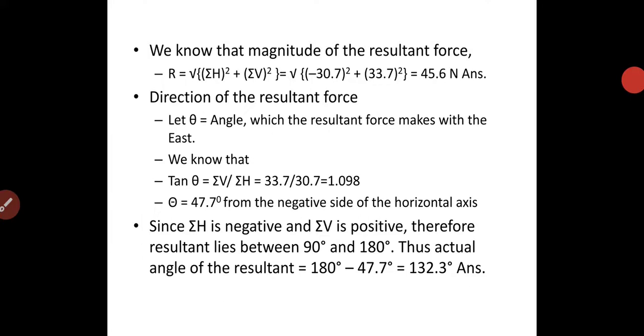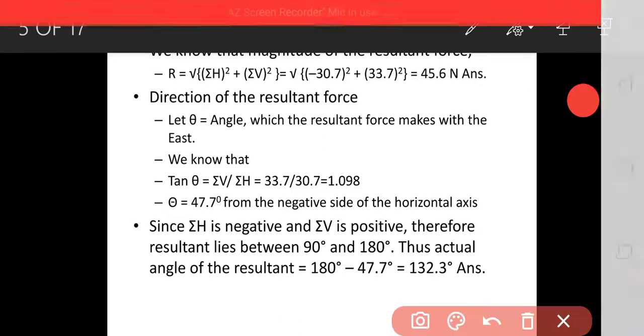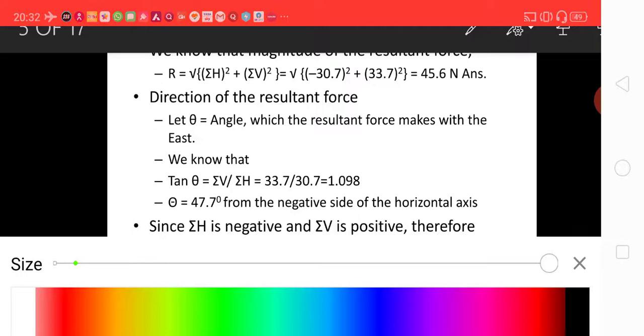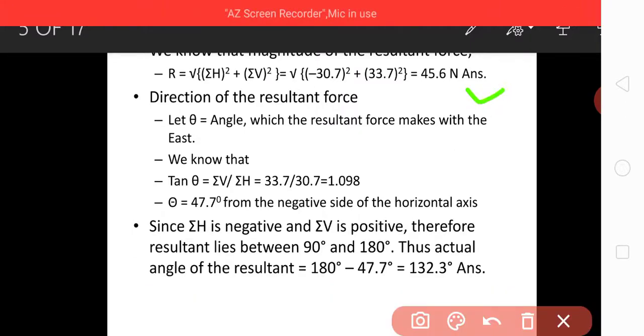We know that the magnitude of the resultant force is equal to under root of summation H square plus summation V square, which comes out to be 45.6 Newton. Now, the direction of the resultant force: tan theta will be found as summation V upon summation H, that is 1.098, and theta comes out to be tan inverse 1.098, which is 47.7 degrees.